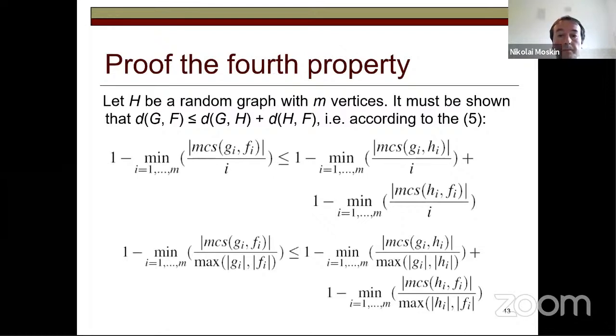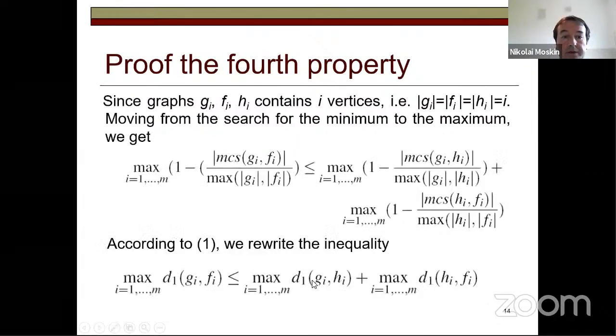Let H, you can see this graph H in the triangle inequality, be a random graph with m vertices. According to formula 5, we can get these inequalities. According to formula 5, since graph Gi, Fi, Hi contains i vertices, we can move from search for the minimum to the maximum. You can see.